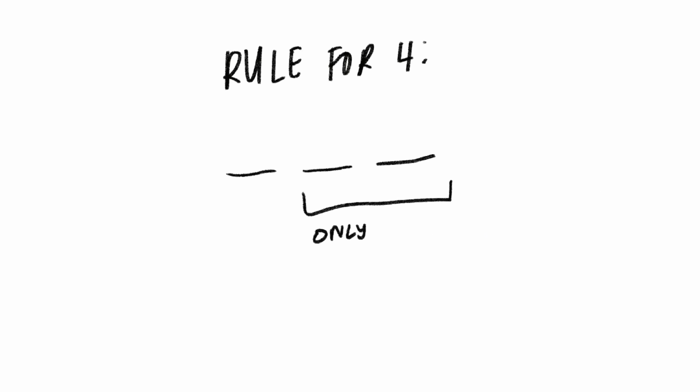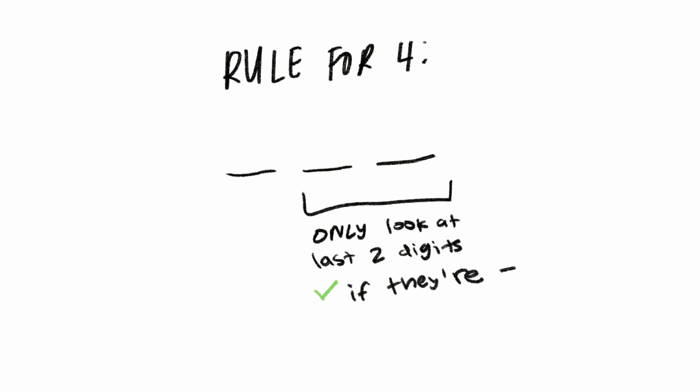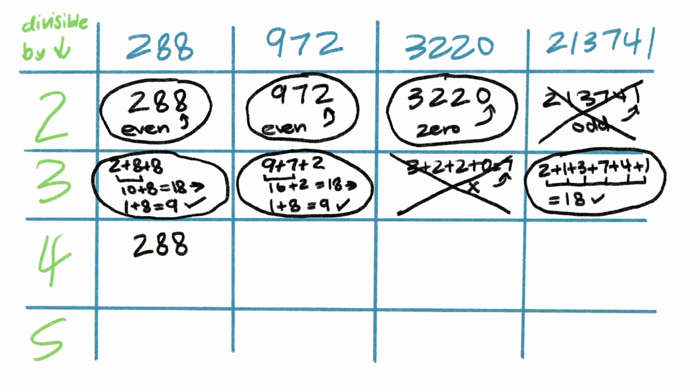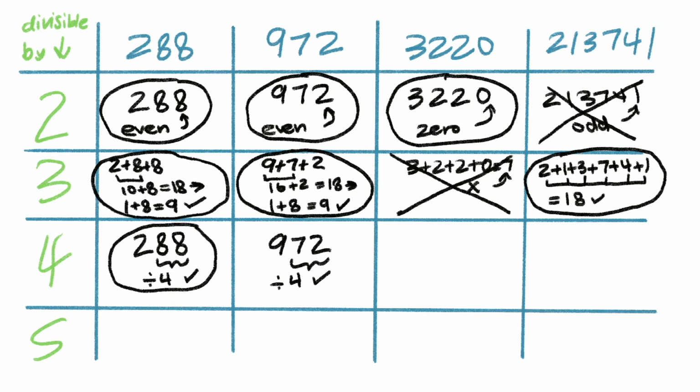Yay! The divisibility rule for 4 is super interesting. A number is able to be divided by 4 if the last two digits are. So if we have 288, we ignore the 2 to just focus on these two digits, which is 88. And 88 is divisible by 4, so this number also is. 972 is also divisible by 4 because 72, or the last two digits, is also divisible by 4.